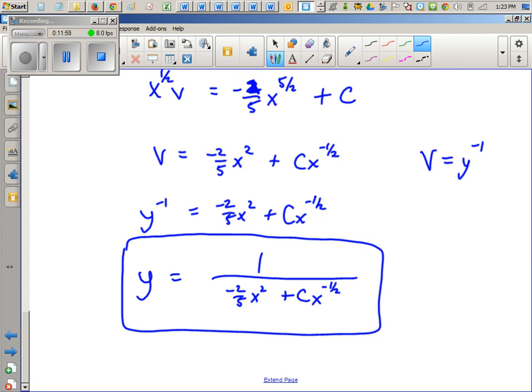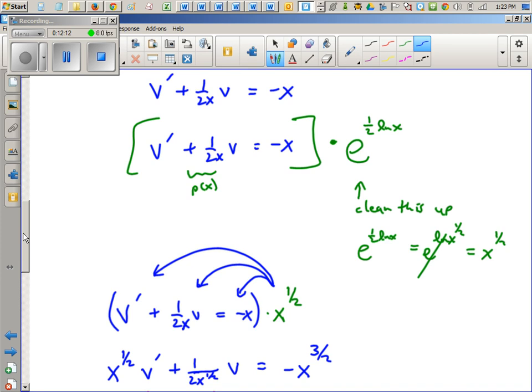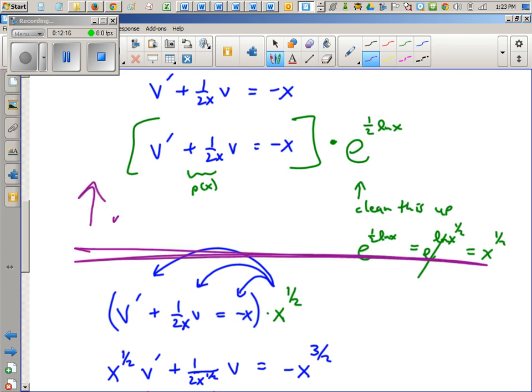Don't forget that c, right? Because if you forget the c, then you're assuming that c equals 0 is the only solution, but there's actually an infinite number of solutions to a differential equation. Okay. So what's new about this problem is the part before this step. This is new. This is just yesterday. Okay?